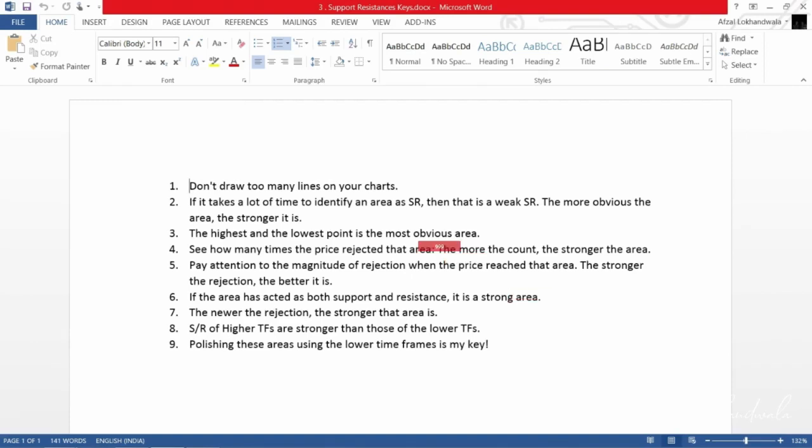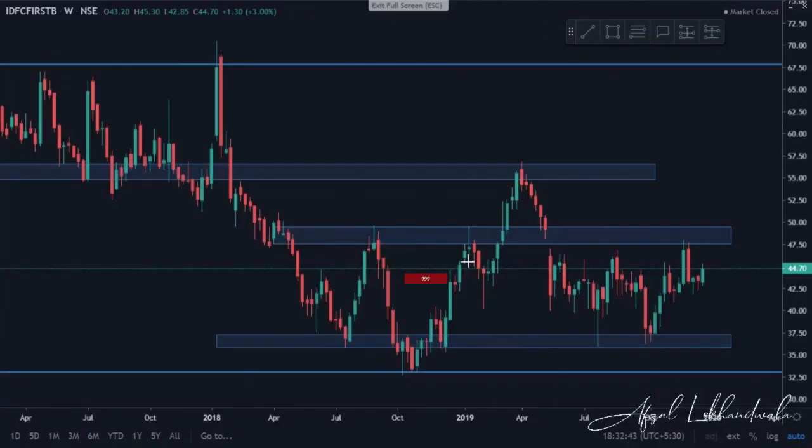Supports and resistances of higher time frames are always stronger than those of the lower time frames. First, let us understand what a higher time frame is. If you are looking at a 15 minutes chart, then the higher time frames are 75 minutes, daily, weekly, or the monthly. If you are looking at a 75-minute chart or a 60-minute chart, then the higher time frames are, say, daily, weekly, and monthly. If you are looking at a daily chart, then the higher time frames are weekly and monthly. And if you are looking at the weekly chart, then the higher time frame is the monthly chart.